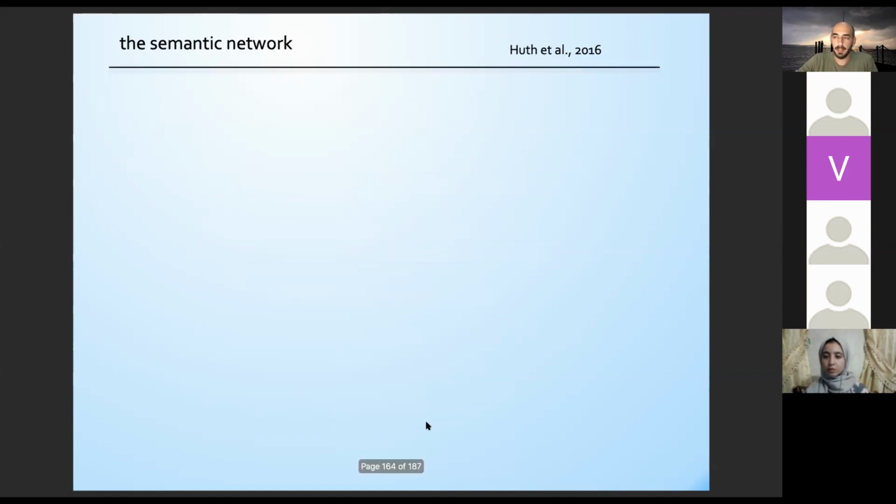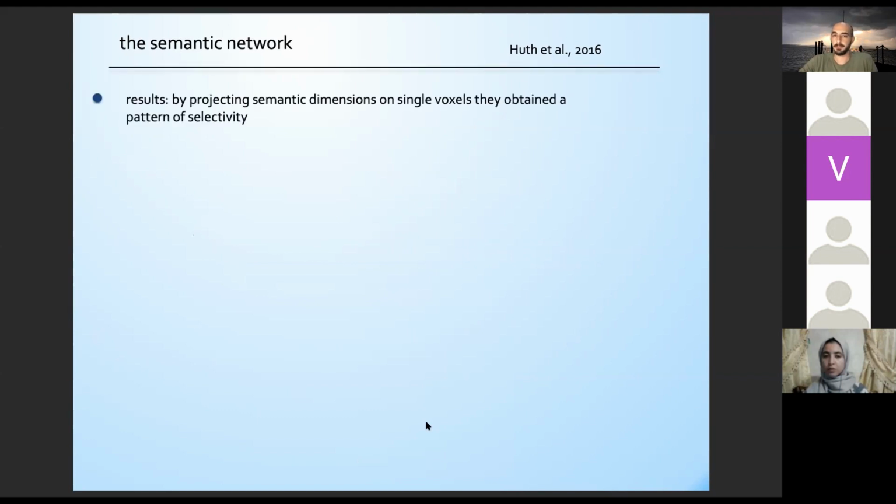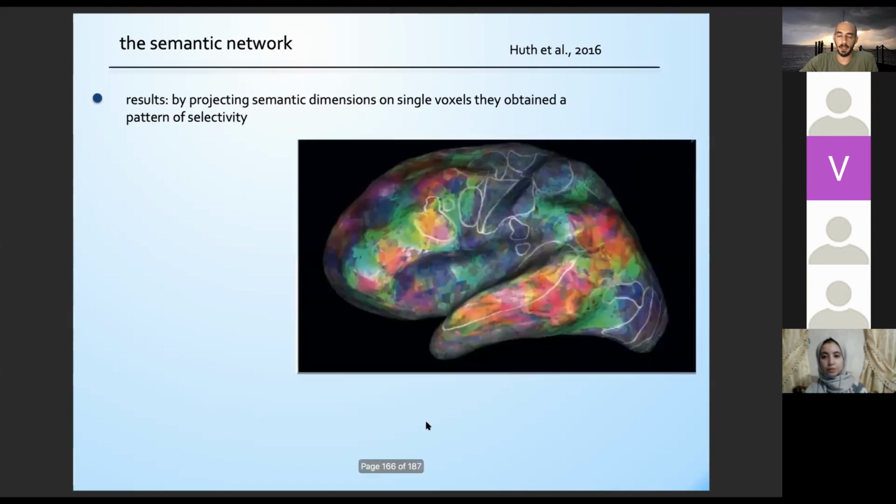So what they got at the end of the day was this: by projecting the semantic dimensions on single voxels, they obtained a pattern of selectivity. Which parts of the brain are mostly selective for just one dimension, okay? So being selective means that this area of the brain would answer, for instance, to school or car, but not to punching or red, okay? That's what selective means. Right, and that's what they got.